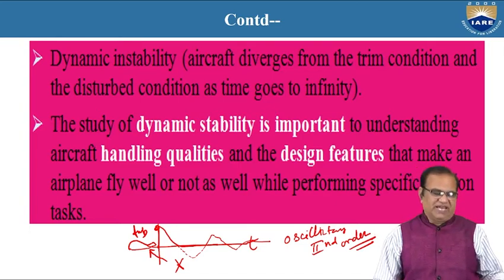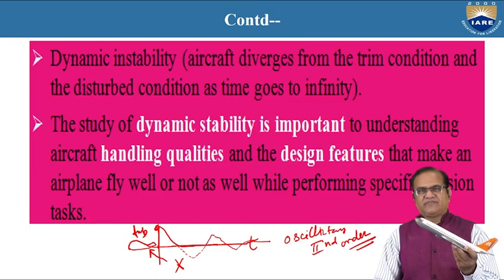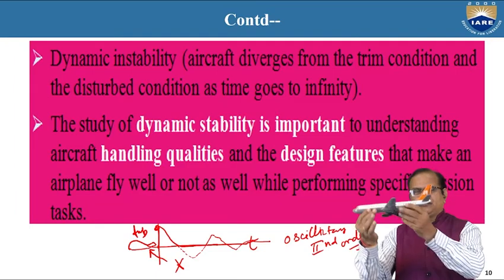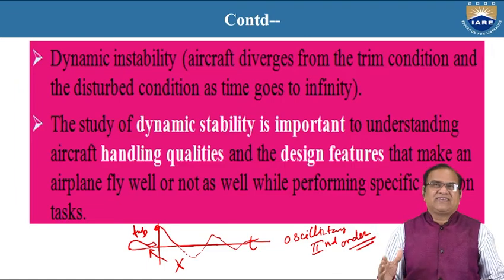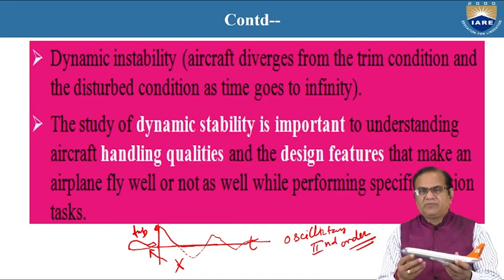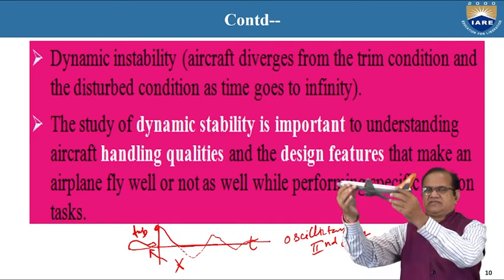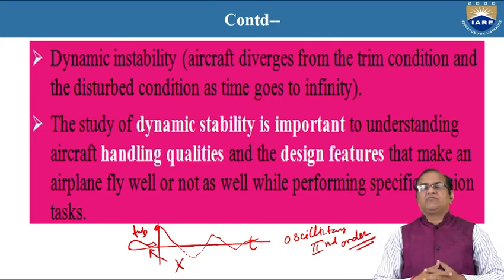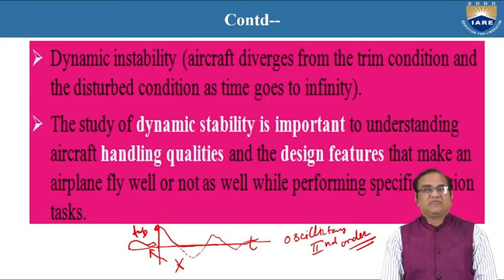But if you disturb the aircraft and it goes like this, continuing with the same amplitude as time passes, it is called neutral dynamic stability. And the third case is dynamic instability. After disturbance, the amplitude keeps increasing like this. So, with the passing of time, it is not coming to its equilibrium position. We can say that the aircraft is dynamically unstable.